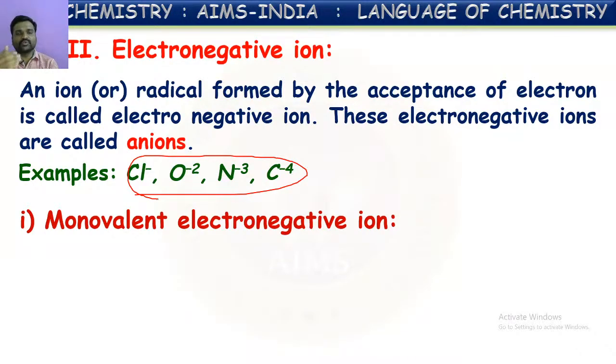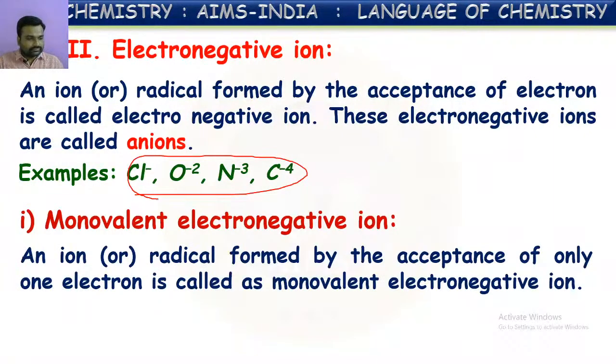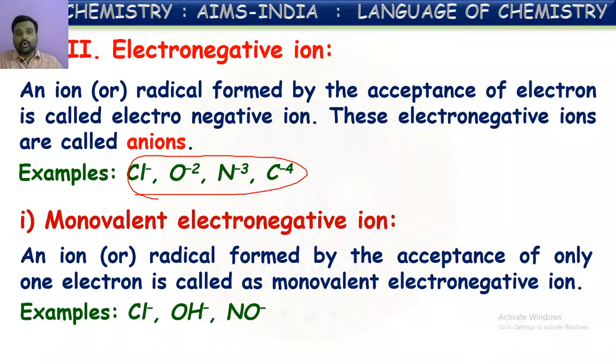Now, the different types of electronegative ions. First among them is monovalent electronegative ion. An ion or radical formed by the acceptance of only one electron is called as monovalent electronegative ion. For example, we see chloride ion, Cl minus ion, OH minus ion, NO3 minus ion. These all come under the ions which are formed by the gaining of only one electron. So they are called monovalent electronegative ions.